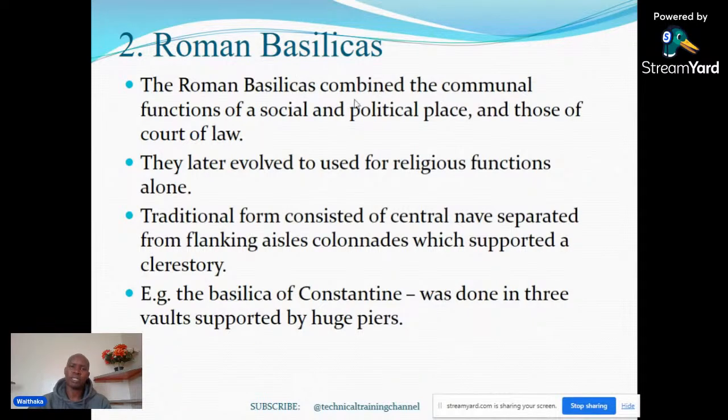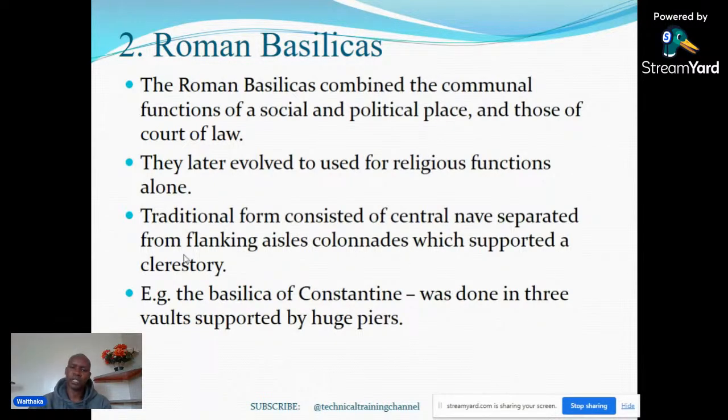And we are saying that the Roman basilicas combined the communal function of a social and political place and those of the court of law. So initially, the basilicas were utilized as social and political places, and of course, where law could have been administered. So then we are saying that they later evolved to be used for religious function alone, because as we know to date, the term basilica would categorize or would stand for a religious building.